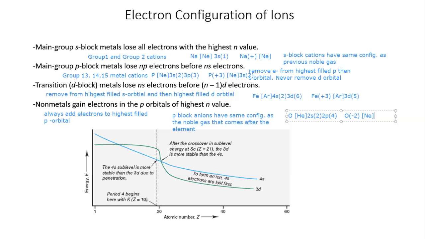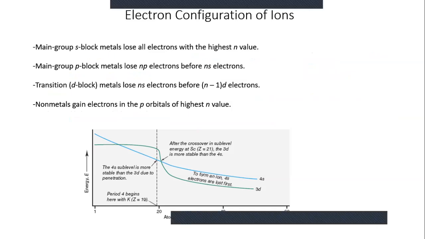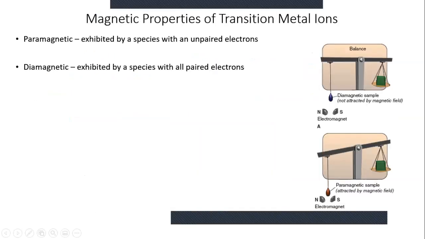One last thing we want to talk about before we do some examples is something called the magnetic properties of transition metal ions. So there are two types of magnetic properties. You have paramagnetic and diamagnetic. The main difference between them is paramagnetic species have unpaired electrons and they're affected by a magnetic field. So they're attracted to a magnetic field. So anything with an unpaired electron is paramagnetic.